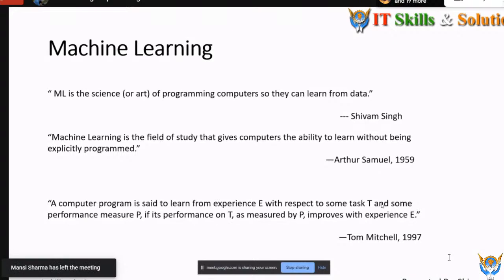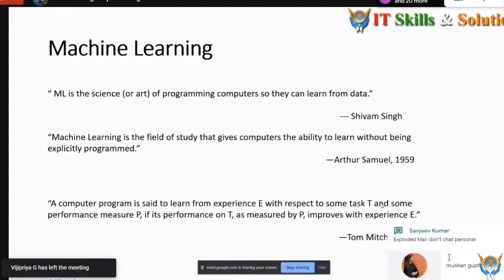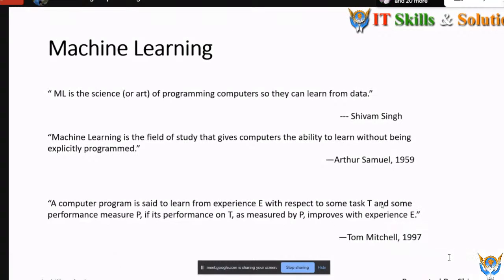Before that, there are two definitions which are given by the godfather of machine learning. Machine learning is a field of study that gives computers the ability to learn without being explicitly programmed. This is one definition. And another one is: a computer program is said to learn from experience E with respect to some task T and performance measure P, if its performance on T, as measured by P, improves with experience E. I will explain this whole definition because I know this is very new for you guys.